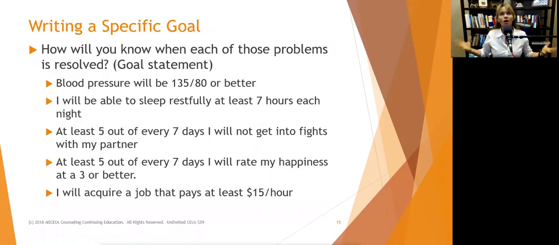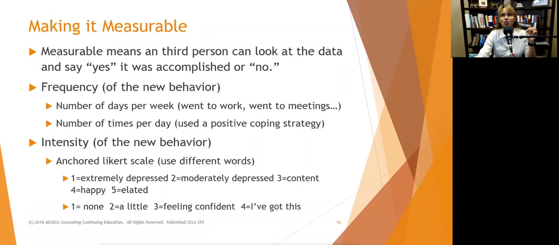So those are all very specific goals. Now, I don't think a person could achieve all of these goals in 30 days. They were just kind of examples to show you measurability and specificity. Measurable means a third person can look at the data and say yes or no.